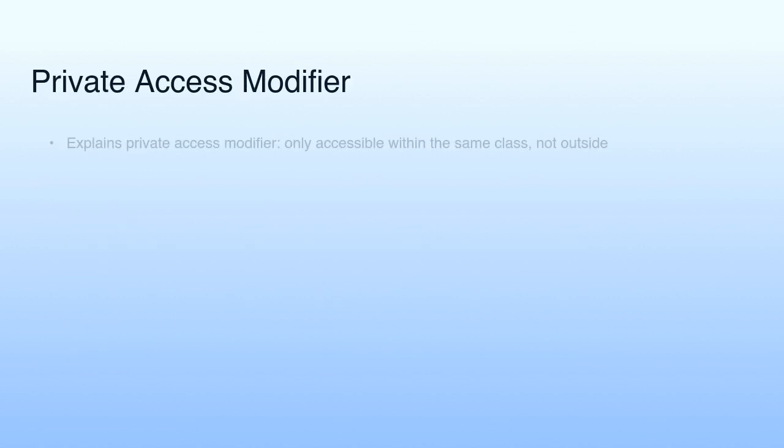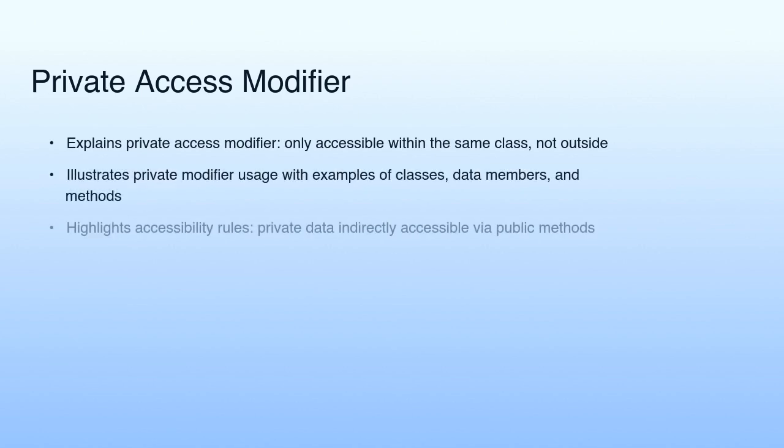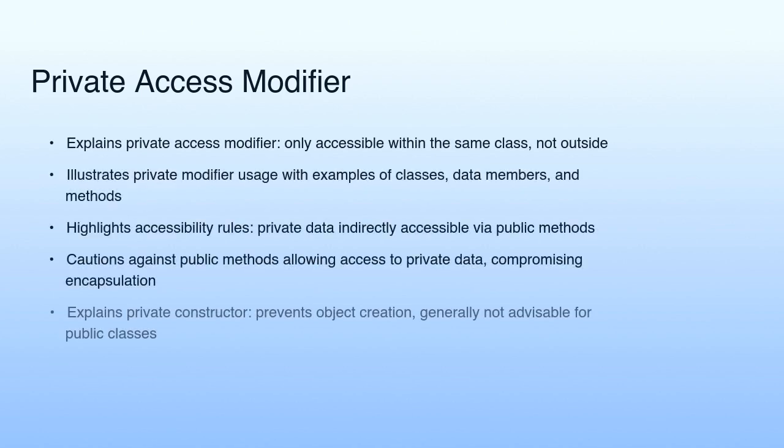The private access modifier is used to ensure that data members and methods are only accessible within the same class, not outside. This promotes encapsulation by preventing public methods from allowing direct access to private data.